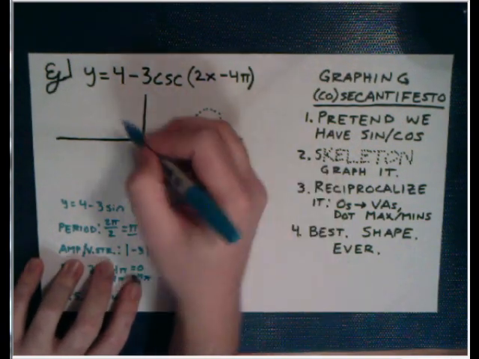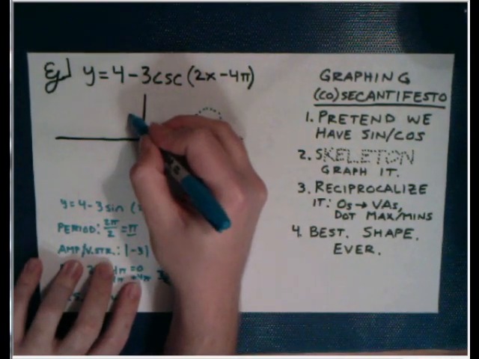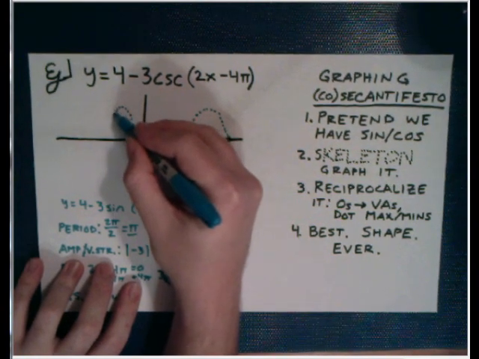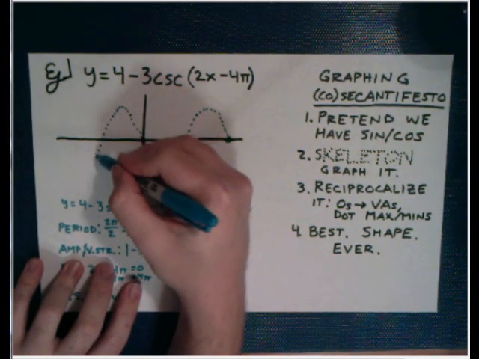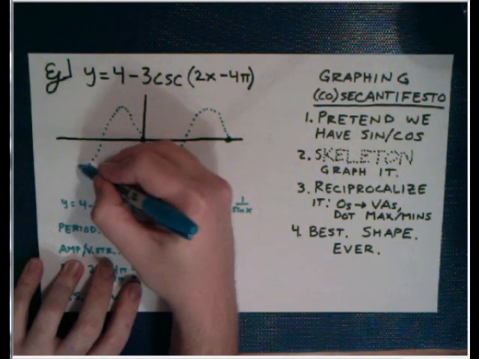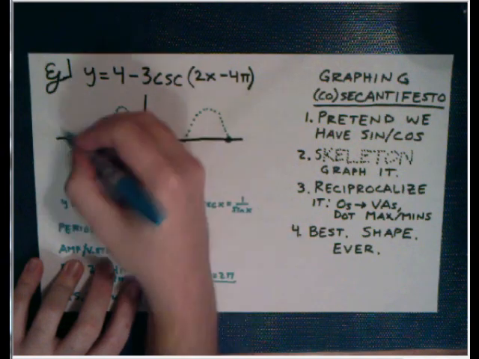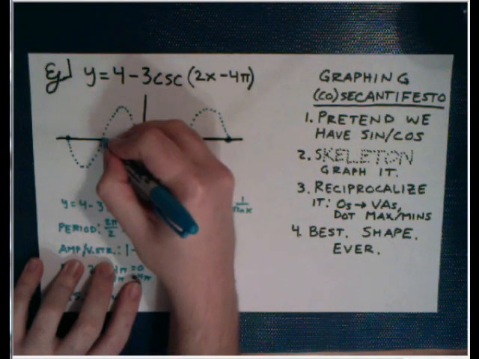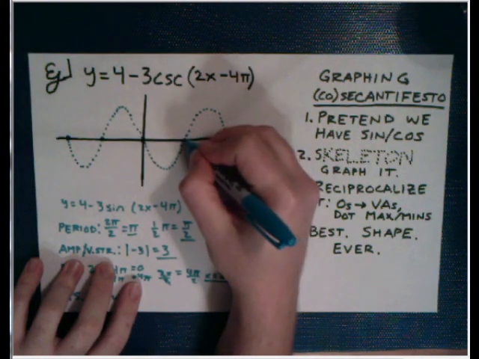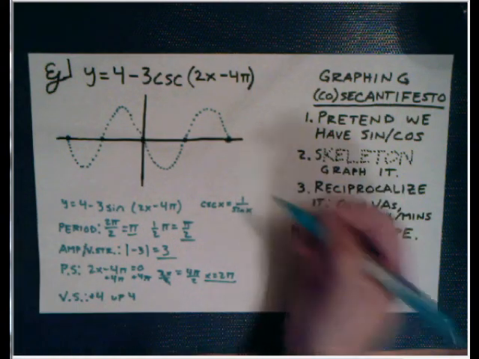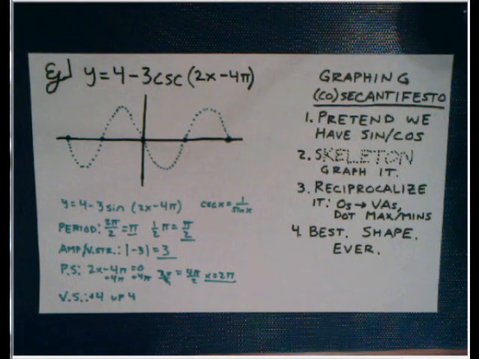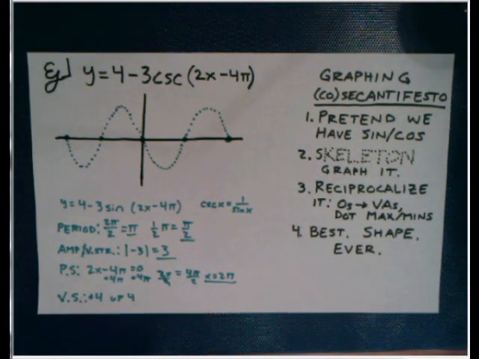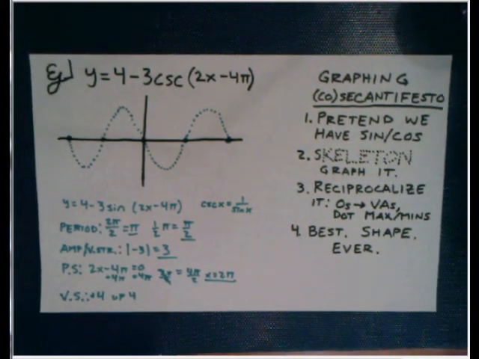So now I'll do the same thing over here. Okay, so those aren't actual points on our graph, but I'm doing it just so I can see it. And so there is the skeleton graph of my sine, the reciprocal of cosecant.